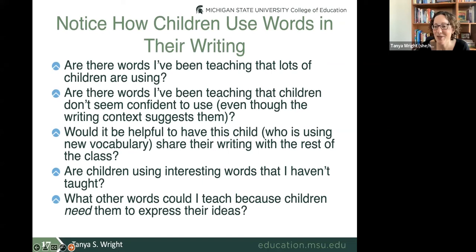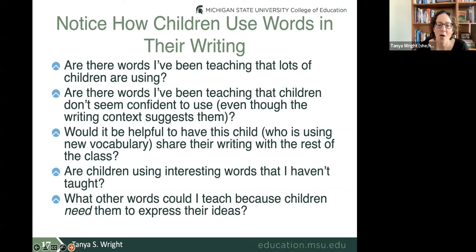Maybe children are using words in their writing that haven't come up in the classroom, but they're bringing those words from other parts of their life or other languages that they speak in their homes, and they've learned those words in other places. Well, why not use that as an opportunity to share the words that children bring with all the rest of the children in the class? So to notice that and point that out, and use children's word knowledge as an opportunity to share with the group and learn even more new words.